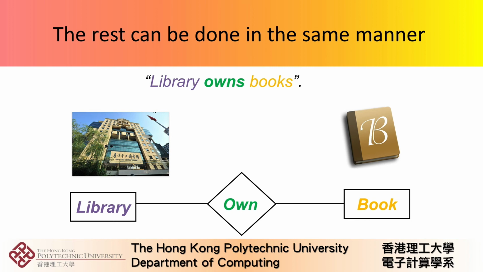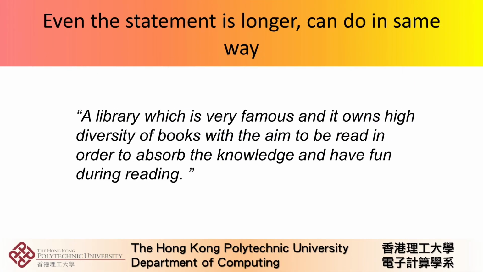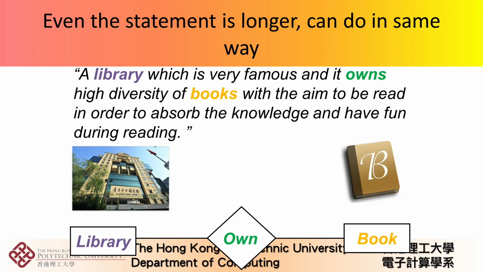For the sentence, library owns books. Library and books are the entities, and owns should be the relationship connecting these two entities. Even if the statement is longer, we can do it in the same way. In this sentence, we can find that library and books are the two entities, and the relationship between these two entities is owns.